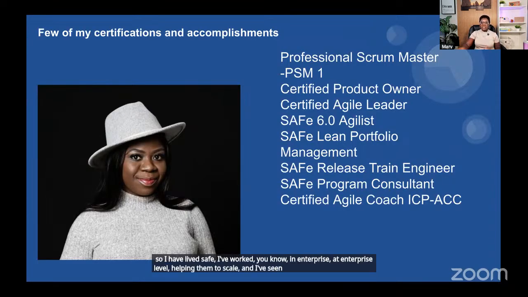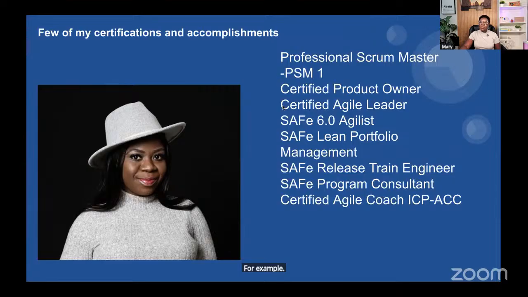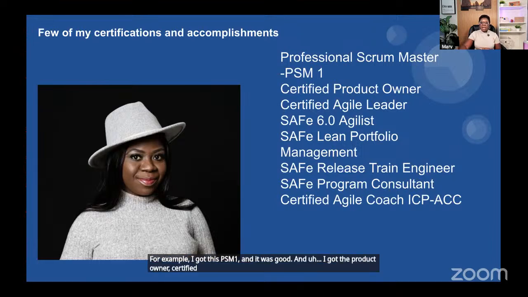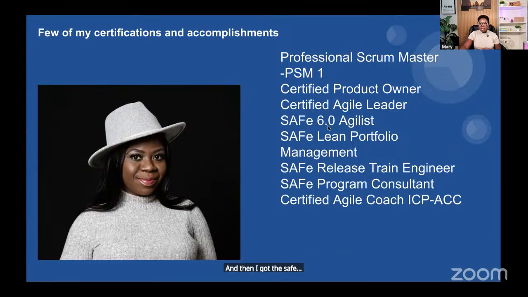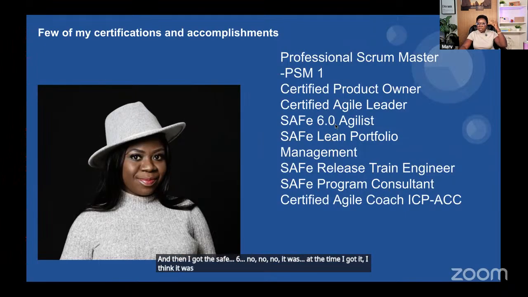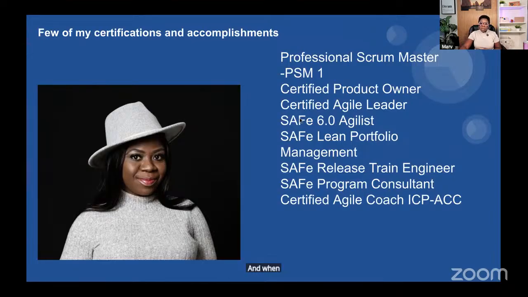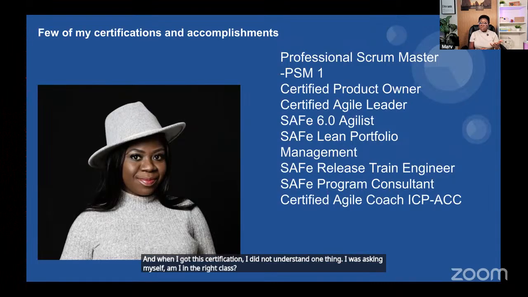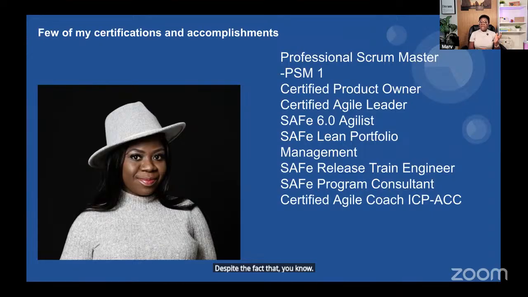And I realized, for example, I got this PSM1 and it was good, and I got the Certified Product Owner, and then I got the SAFe 6. No, it was at the time I got, I think it was SAFe 2.0 Agilist because we have to upgrade it every year. And when I got this certification, I did not understand one thing. I was asking myself, am I in the right class? Despite the fact that I've even been working, I realized I jumped.